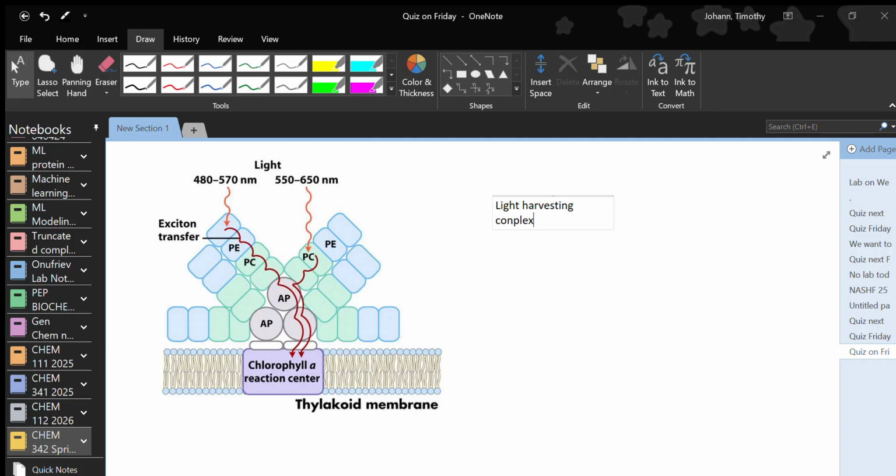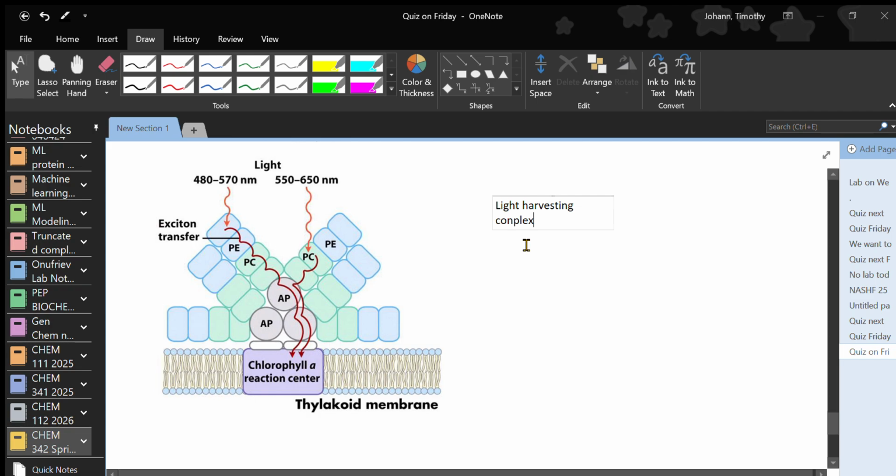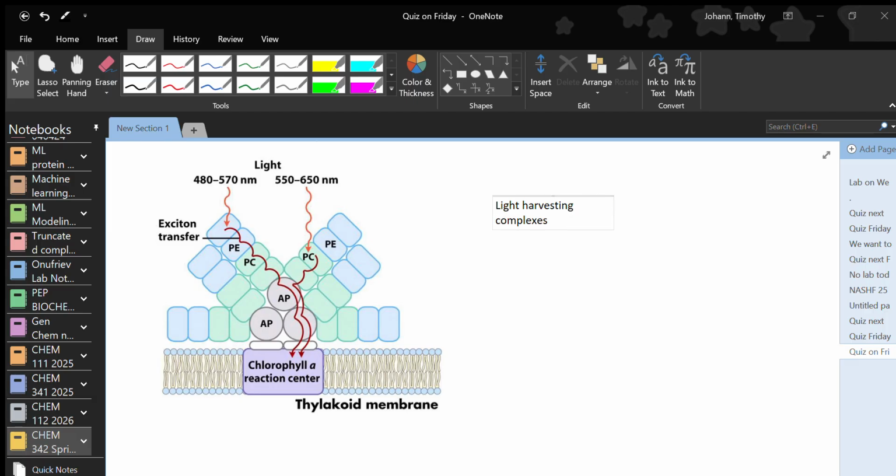Okay, give me a second. But light harvesting complexes, and let me say, I said all, but let me say a broad range, a lot of, absorb a broad range of wavelengths, and then transfer the absorbed energy, or part of the absorbed energy, to the chlorophyll.